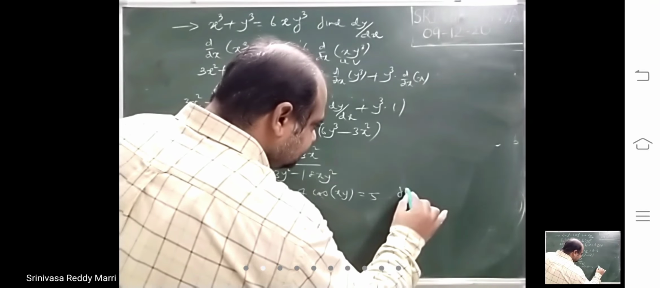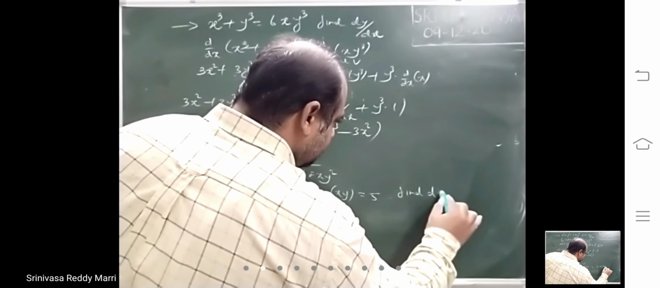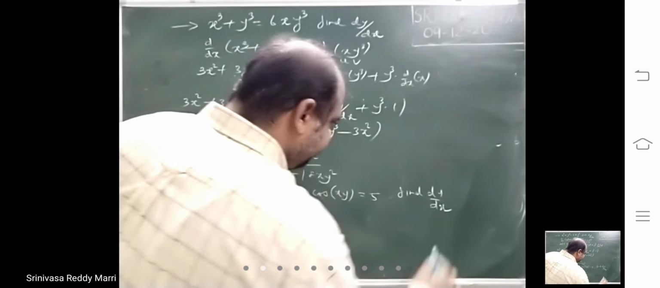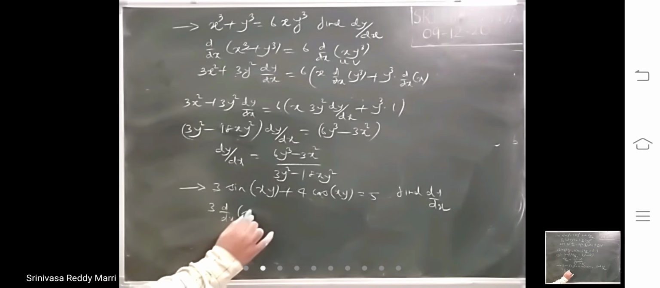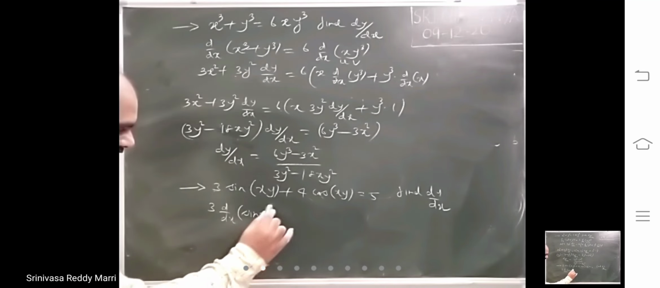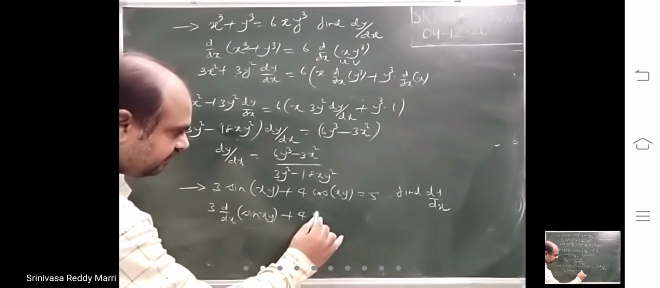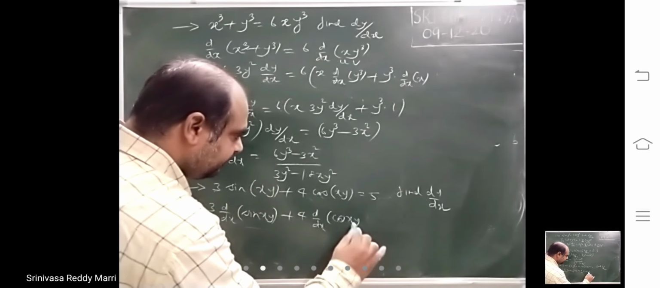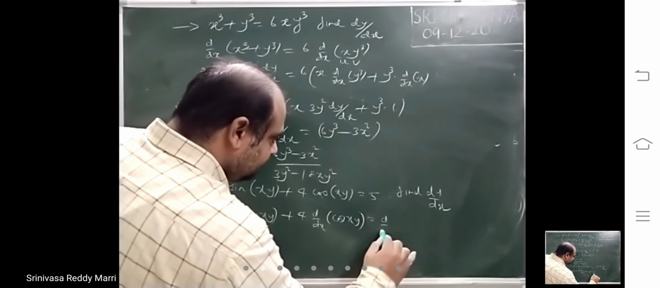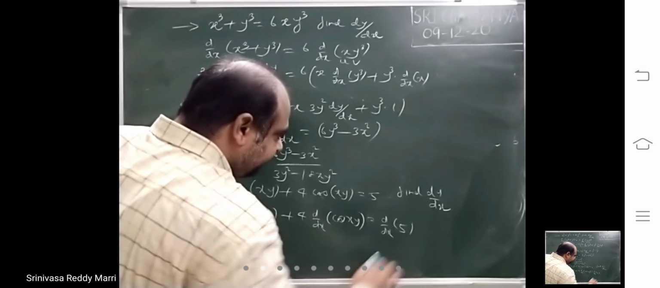An equation is given. Find dy by dx. So differentiate both sides: 3 into d by dx of the left-hand side plus 4 into d by dx of this, equal to d by dx of 5.